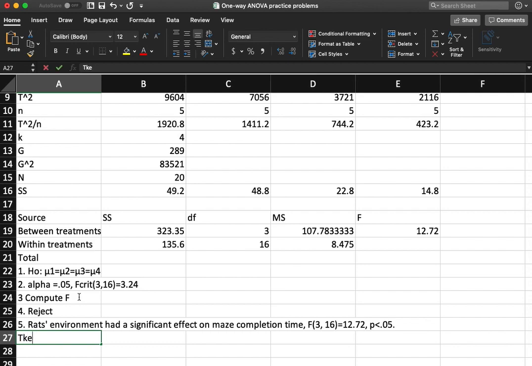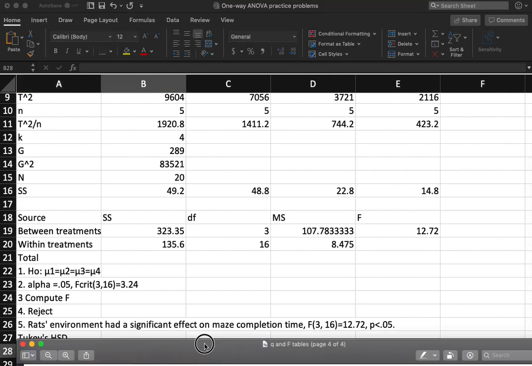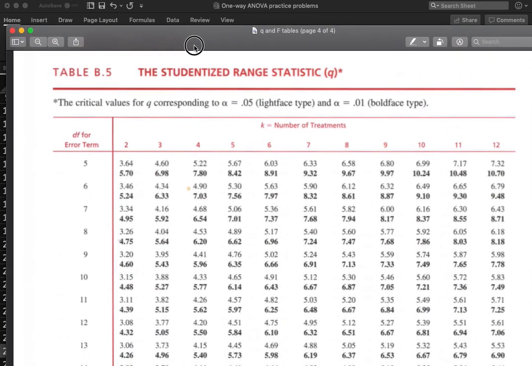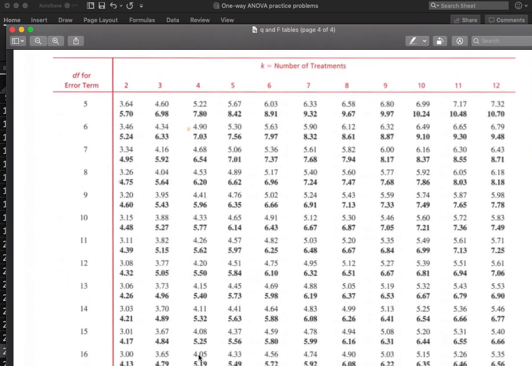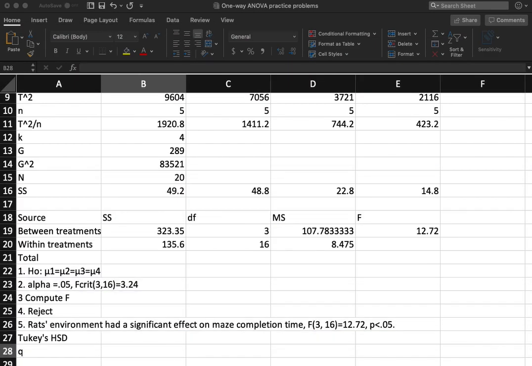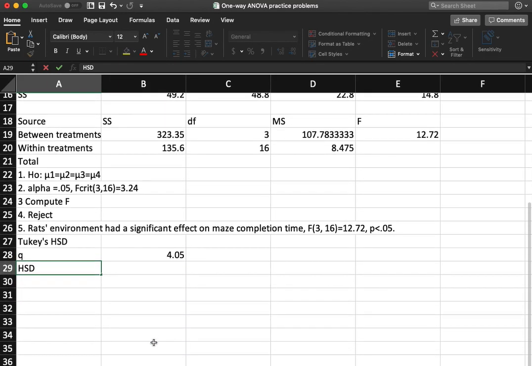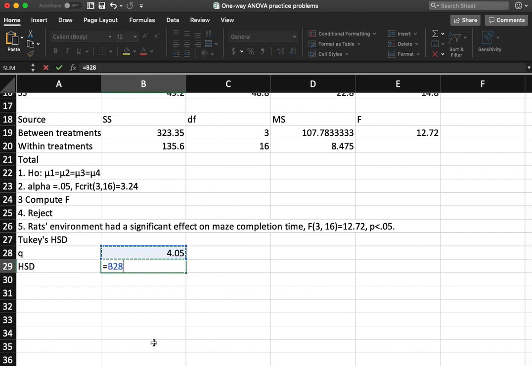Now we've got to do our Tukey's HSD post hoc test, which means we need to look up Q. We had to do this in one earlier. Q is the studentized range statistic, and you look it up kind of like an F, but remember that the numbers in the columns are the number of treatments, not degrees of freedom. So we had 4 different treatments, and we had 16 degrees of freedom, so 4.05 is our value for Q.